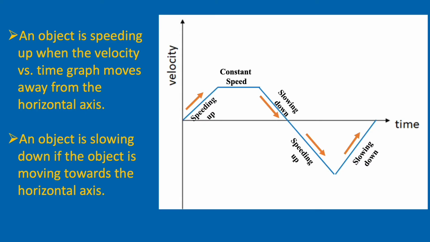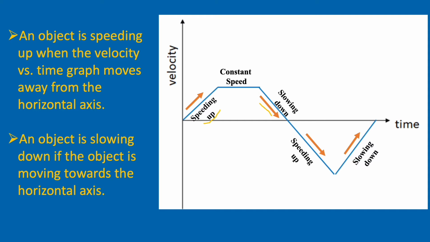Here's another way to think about example A for finding whether an object is speeding up or slowing down on a graph. So here the object's speeding up and it's moving away from the time axis. Here the object's slowing down and it's moving towards the time axis.